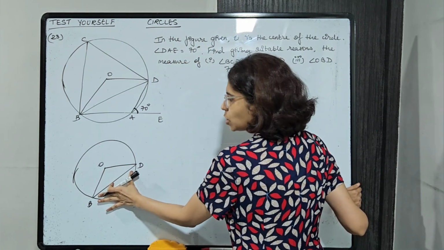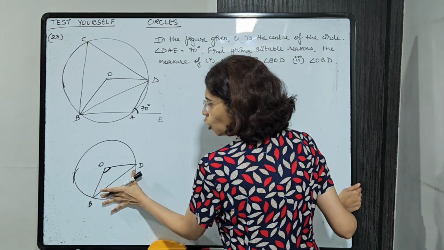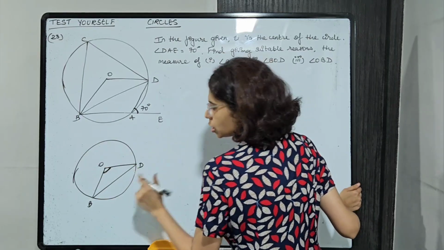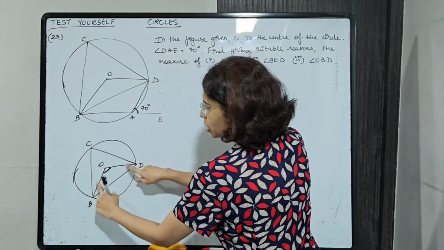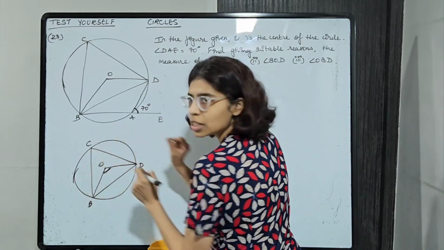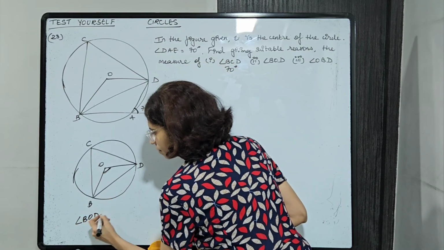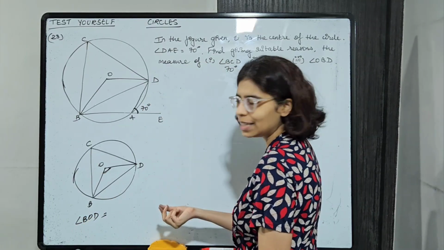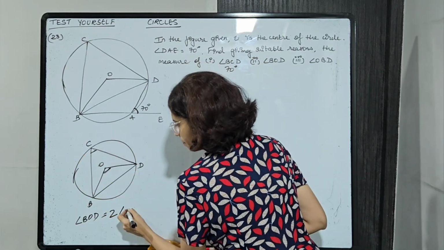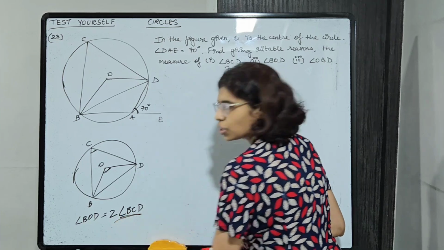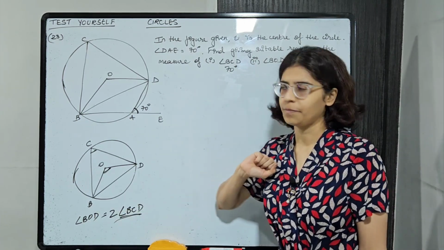Chord BD is forming BOD at the center. The same chord is forming BCD on the circumference. Angle at the center, BOD, will be twice the angle on the circumference. इसका वैल्यू मुझे अभी मिला है, it is 70, so it will be 2 times 70, that is 140.